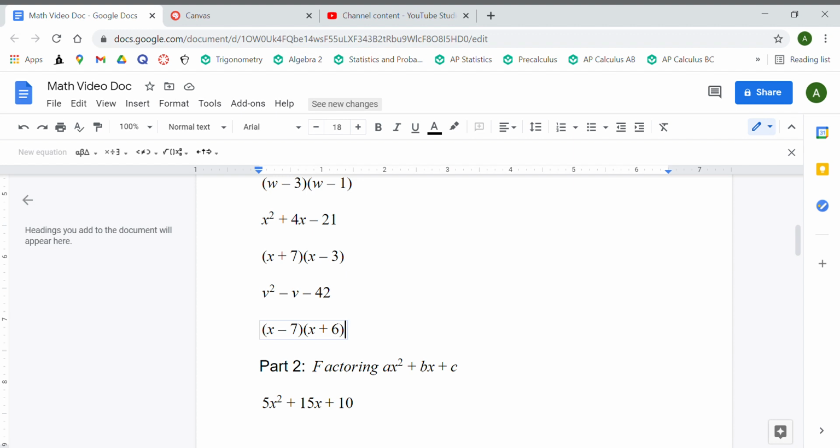Some teachers may ask you to do a guess and check sort of deal, but we're not doing that. I learned a more helpful factoring method in Algebra 2, and this is the one I'm showing you right now. Anyways, that's it for part 1.